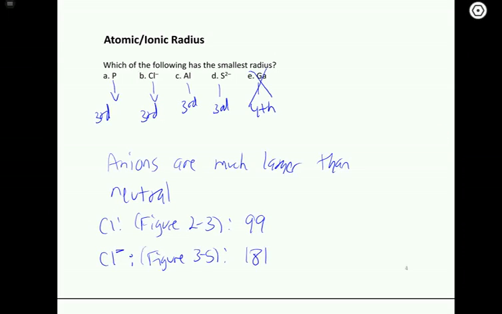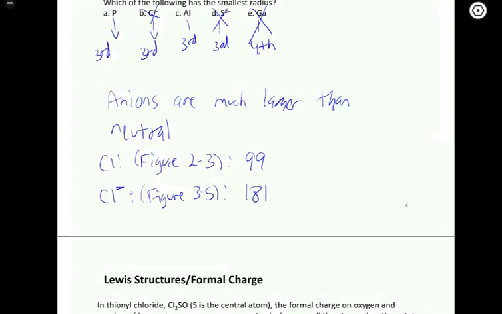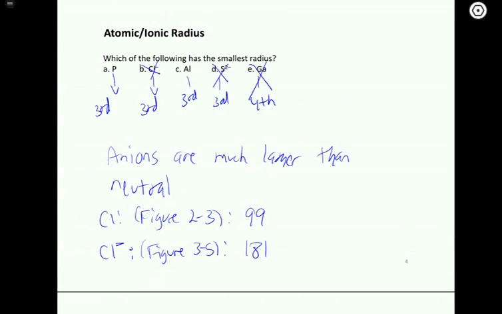Now you're not going to have this information in front of you when you're doing a problem like this, but what this illustrates is that when you go from a neutral atom to an anion, the radius increases a lot. We're talking about probably almost double or more than double in some cases. So when you're comparing neutral species to anions with no other information, you should assume the anions are larger. So that means our anions, Cl- and S2- are likely to be much larger than other third row elements that are neutral, third row atoms.